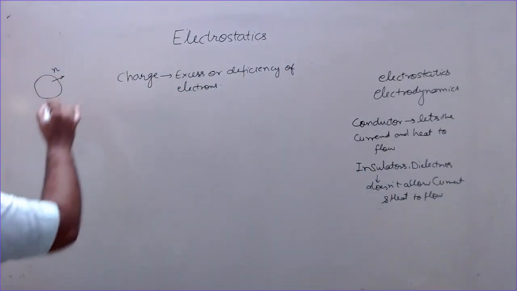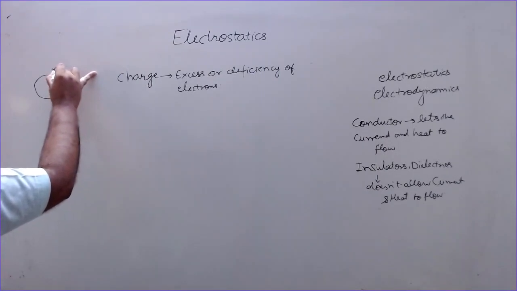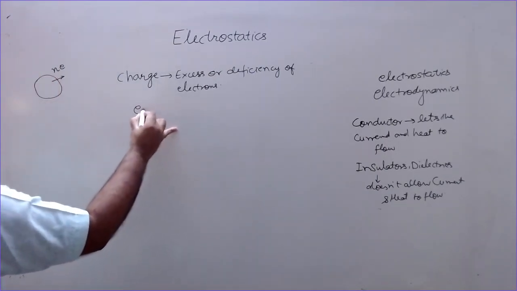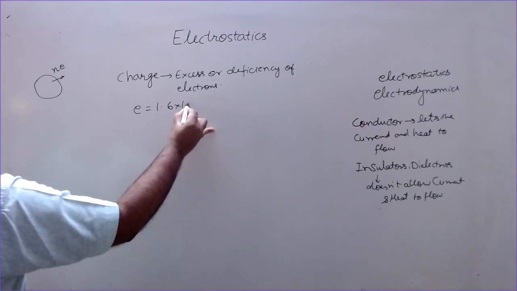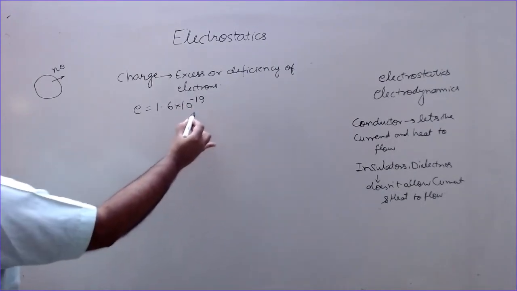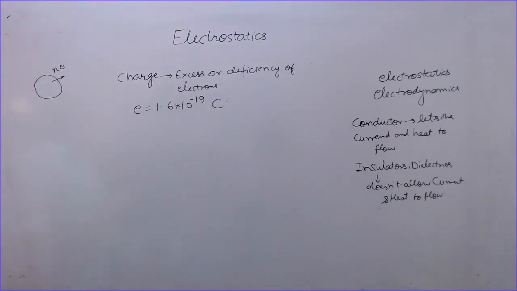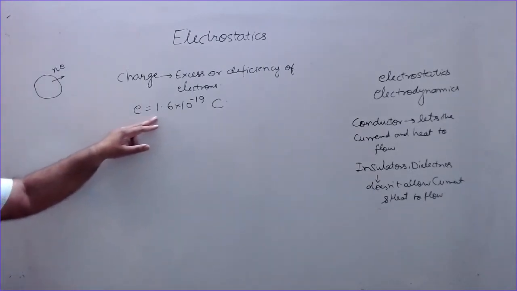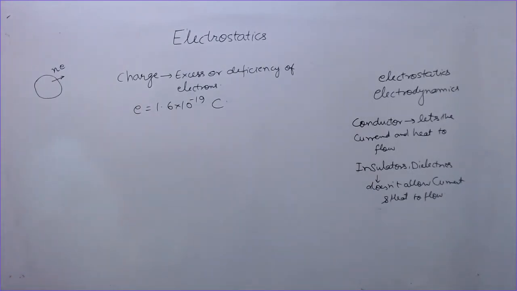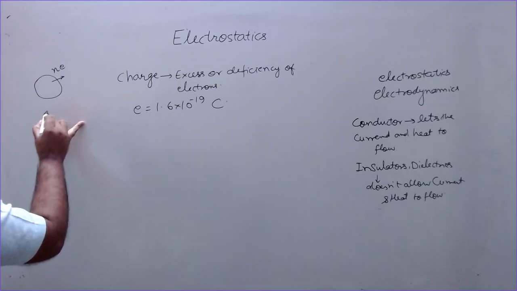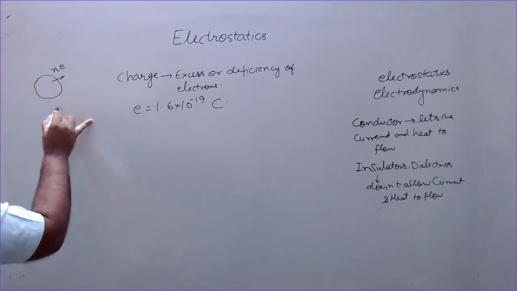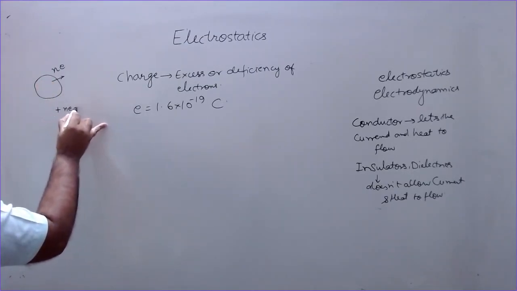So when n number of electrons and the charge on one electron is e, it is this much coulomb. Coulomb is the unit of the charge. So the charge on one electron is this much coulomb. So n number of electrons are moving out of the surface. So this is having a charge of plus Ne, which is equal to plus q.